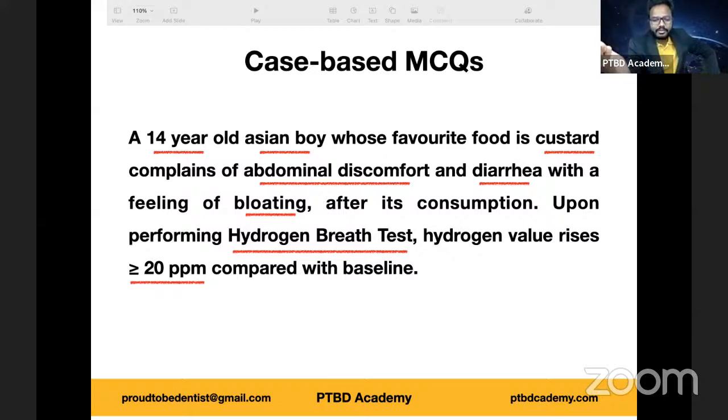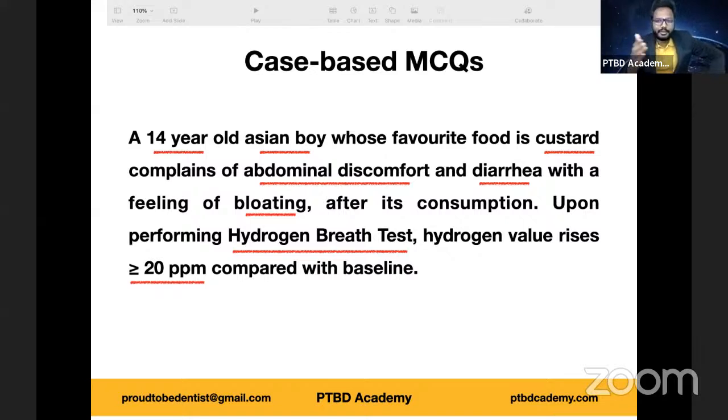And the rest of the things, as usual, you have the clinical symptoms: abdominal discomfort, diarrhea, the feeling of bloating, flatulence after consumption of custard. And we have also mentioned something called the hydrogen breath test. Upon performing this test, hydrogen value rises to more than 20 ppm. So this is the information which you have.